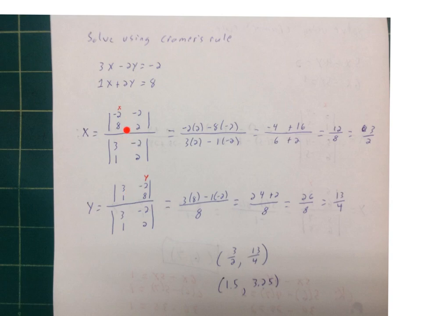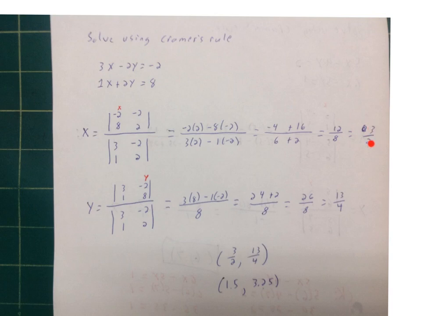Now you just got to evaluate these determinants. If I start with the bottom, the 3 times 2 minus 1 times -2, and the numerator will be -2 times 2 minus 8 times -2. Then you work out the arithmetic. That'd be -4 plus 16. That'd be 6 plus 2. That's 8. And that'd be 12. 12 eighths. You can simplify that. Divide each of them by 4.